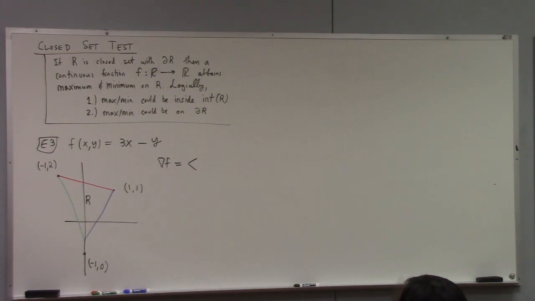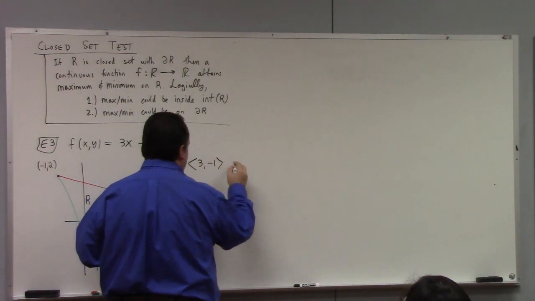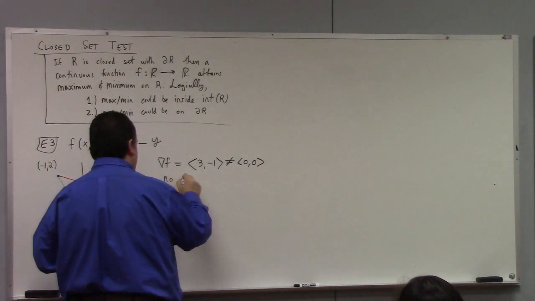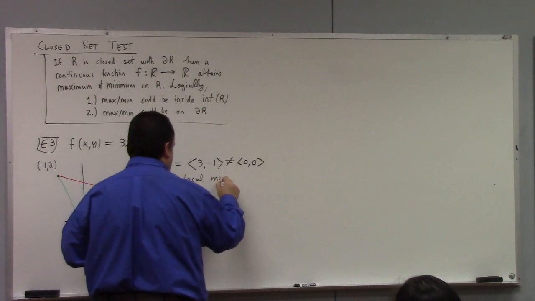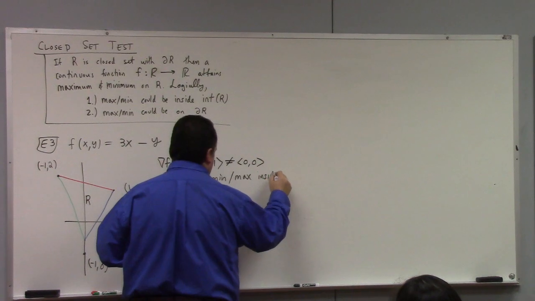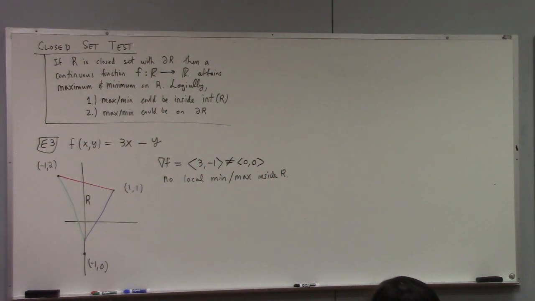Anybody? What's that? 3, -1. That's right. It's not a trap. It really just is that. That is not equal to 0. So what's that tell you? No local min-max inside R, right? So that means there is no place inside the triangle where it could be largest or smallest, right? So whatever max min it has to happen on the edge.